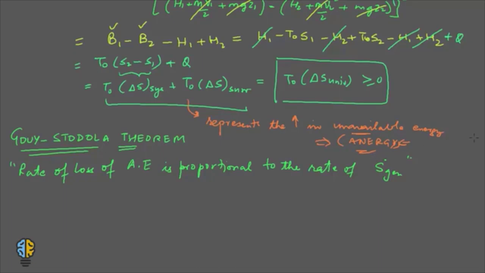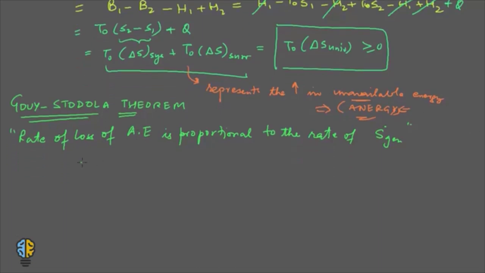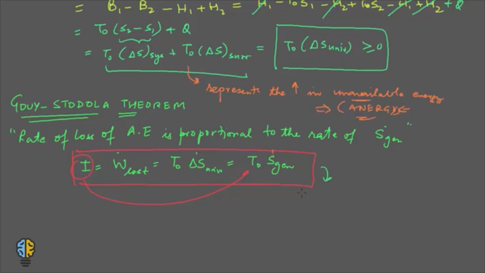Okay, so if you write down the irreversibility, irreversibility is nothing but the work that is lost, isn't it? So this is W lost. Or the rate of work loss, I would say, this is equal to T naught into the rate of entropy increase in the universe, and this is equal to T naught into S gen, that is the entropy generation rate in the process. So this is what the whole theorem is all about. So this is known as the Gouy Stodola equation.